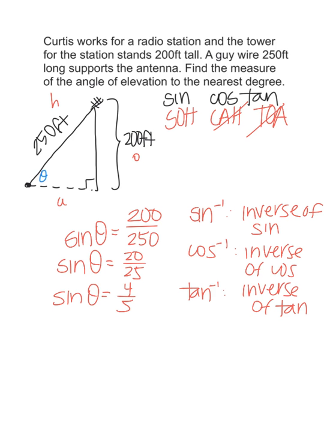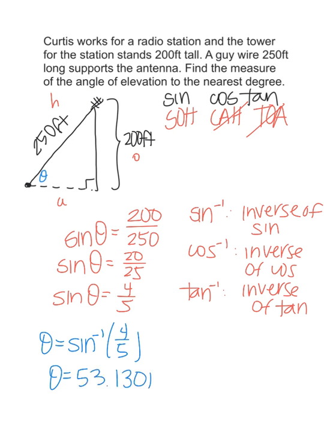So with that being said, we're going to have that theta is equal to the inverse sine of 4/5. And if you plug that into your calculator, the inverse sine of 4/5, we'll see that our angle measure pops out. Now this is why it's super important that our calculators are in degree mode, because otherwise it's going to pop out something else. So the inverse sine of 4/5 would give us something like 53.1301, and I want that to the nearest degree, so that would tell me that theta is equal to 53 degrees. So that would be our final answer.